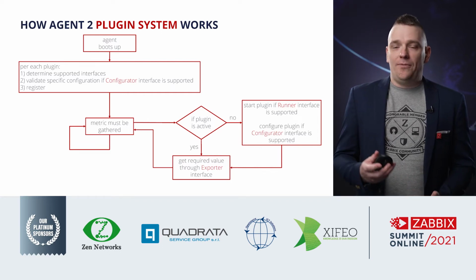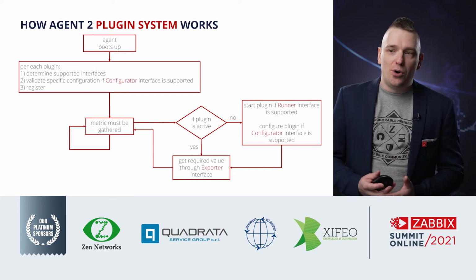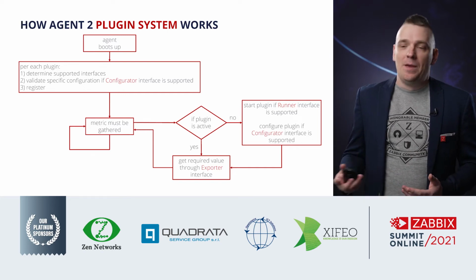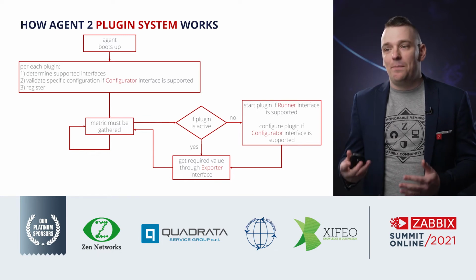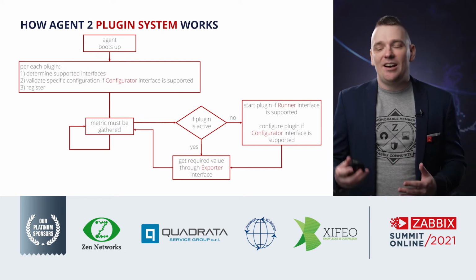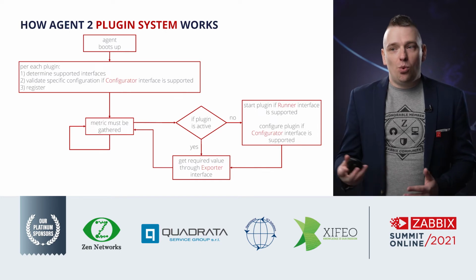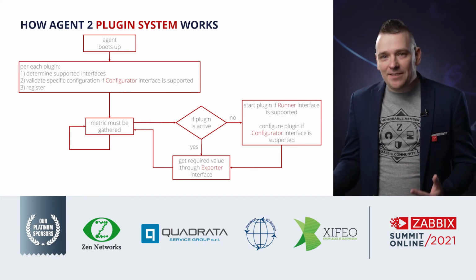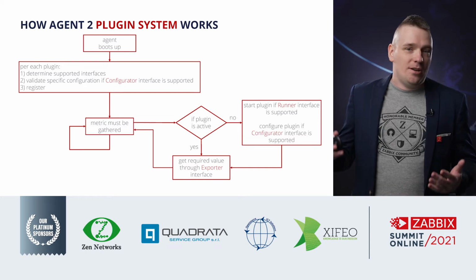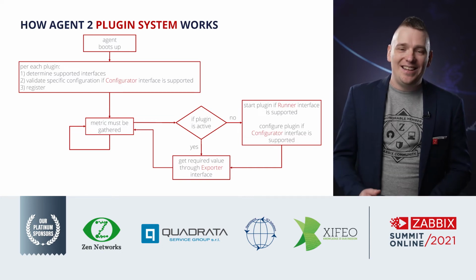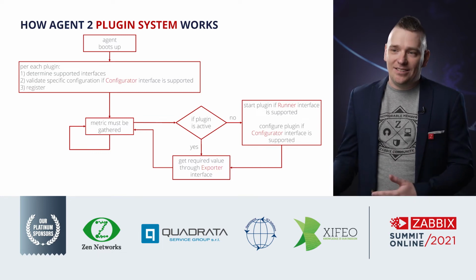And then if the plugin is activated, we collect the metric by the exporter interface, and the user gets the metric. And next time the metric is asked, the plugin is activated already, and you may ask, is there any situation when the plugin is deactivated? And the answer is yes. If we don't ask the item key for 24 hours, the plugin is automatically unloaded from memory and completely deactivated.